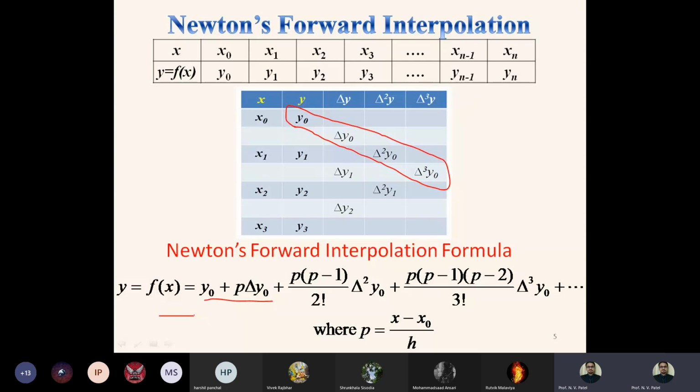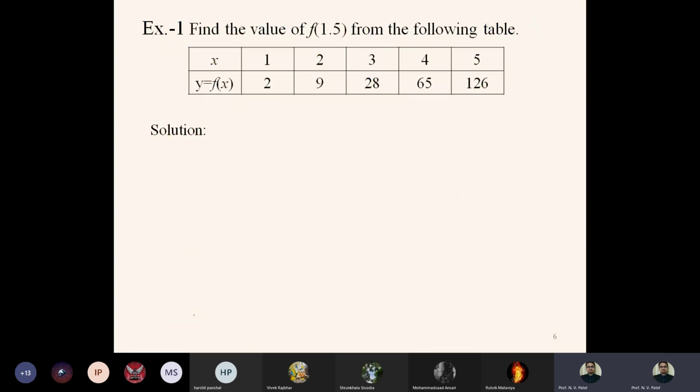So y0, delta y0, delta square y0, delta cube y0, and if required delta 4 y0, then we are also taking this value. So that coefficient of delta 4 y0 is p minus 1, p minus 2, p minus 3 upon 4 factorial. So this is our basic Newton's forward interpolation formula. Now let's solve this problem. So find the value of f of 1.5 from the following table.